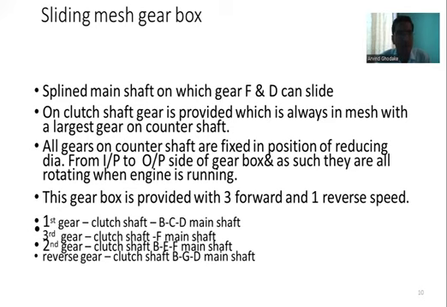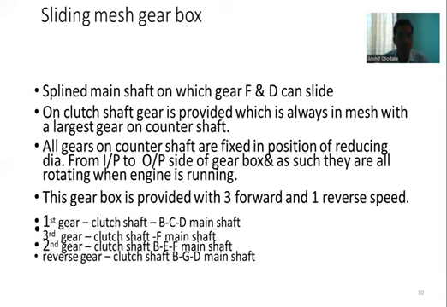Then in the sliding mesh gearbox, there is a spline main shaft on which the gears F and D can slide. On the clutch shaft, a gear is provided which is always in mesh with the largest gear on the counter shaft. All the gears on the counter shaft are fixed in position, with reducing diameter from input to output side, and they are all rotating when the engine is running. So this gearbox is provided with 3 forward and 1 reverse speed.